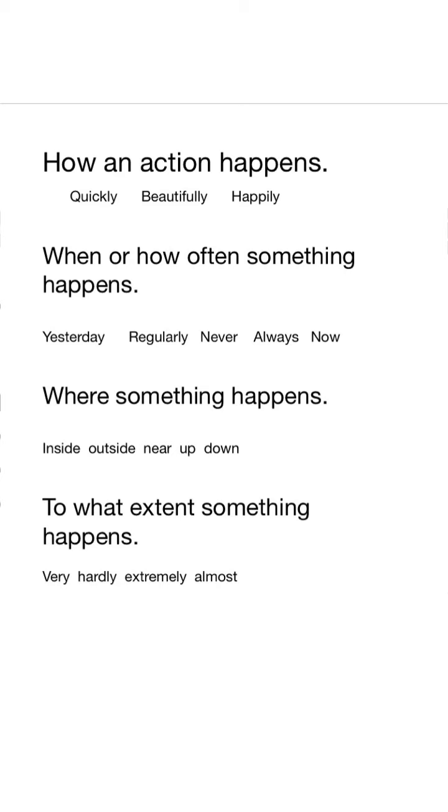when, where, to what extent. For example, how an action happens. Meera walks quickly. How is she walking? She is walking quickly. She wrote beautifully. How did she write? Beautifully. The dog wagged his tail happily. So, an adverb tells us about how an action happens.